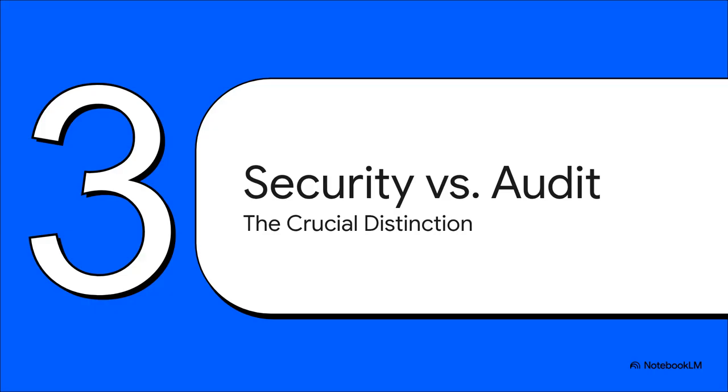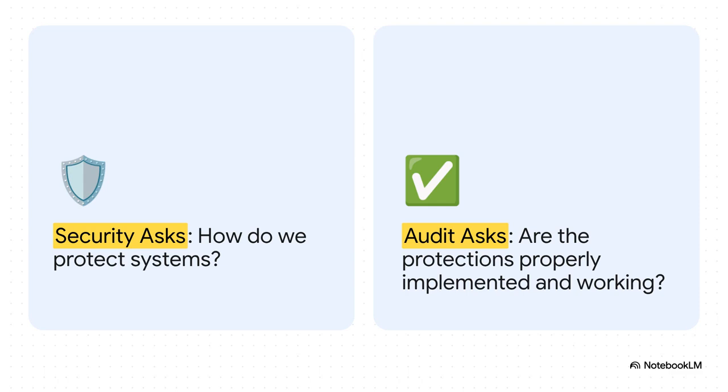This brings us to what might be one of the most important ideas to grasp in this whole field. People mix up the roles of security and audit all the time, but they are fundamentally different things. And understanding this difference is absolutely key. This really gets to the heart of it. The security team's job is to build the defenses. They're asking, how do we protect our systems? But then the audit team comes in and asks a completely different question. Are those protections that you built actually working the way you said they would? They are the independent checkers, the verifiers.